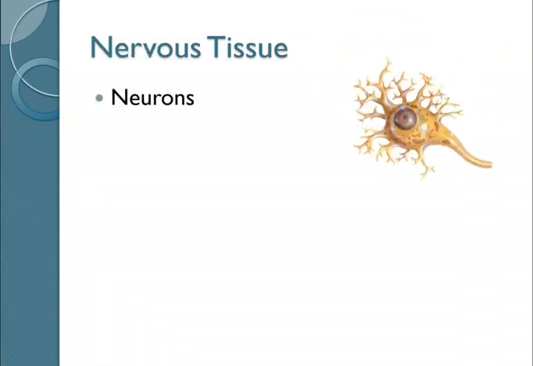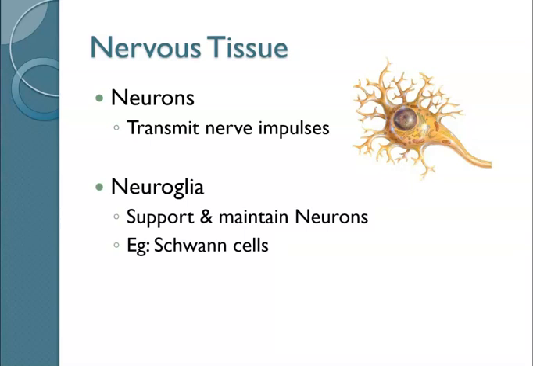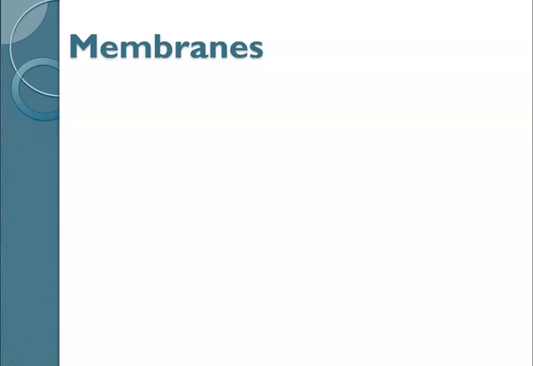Next one is nervous tissue. Again, we'll talk about this in chapter 11. Neurons are the main player, if you will, the star of the nervous tissue, that is to transmit nerve impulses. But the others play very important roles. Neuroglia or neuroglial cells, sometimes called glial cells as well, will be supporting and maintaining neurons. A good example we'll talk about here is the Schwann cell that produces myelin, which surrounds neurons, axons of neurons.